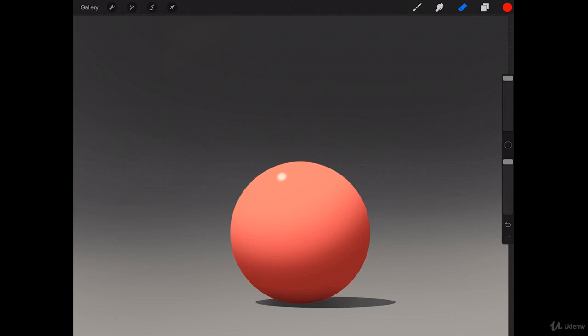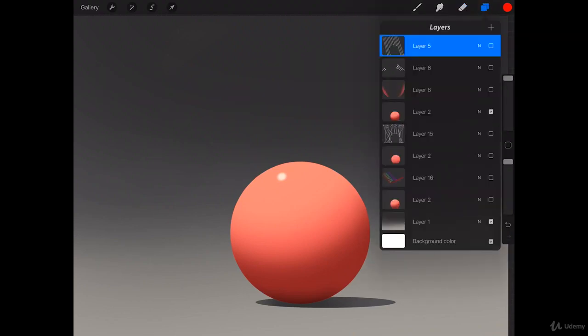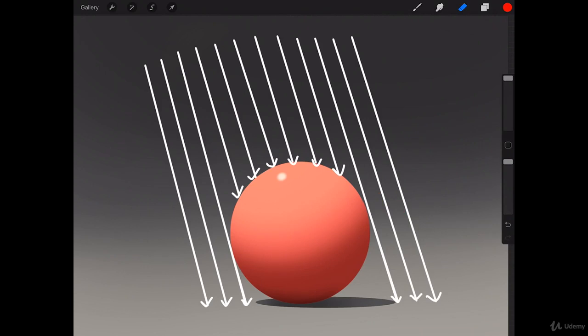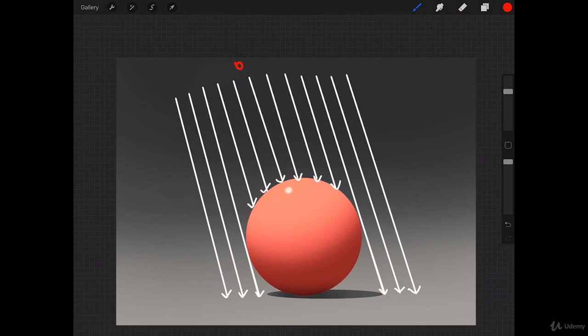Now, light travels in photons, little tiny light particles, okay? And we need to keep in mind that when these things are traveling, they travel in a straight line, okay? So one way to tell where your shadows are supposed to lie is by looking at where your light is coming from. So if we have light coming from up here, then all of the light is going to be coming down in straight lines and hitting this ball, okay?